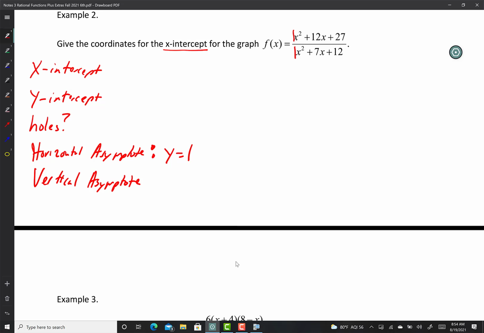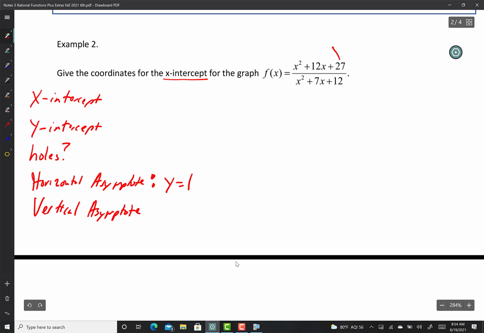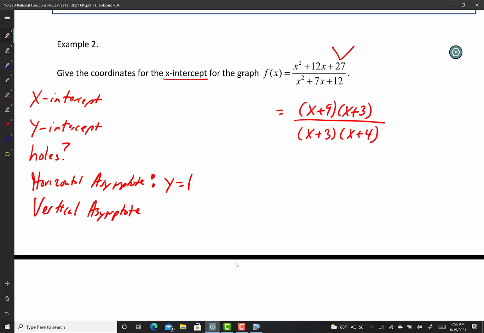All right. Next, what do I think is easiest? Let's factor everything out. So we're going to have to practice factoring. What two numbers multiply to give me 27 and add up to 12? 9 and 3. So we write x plus 9, x plus 3. In the bottom, what two numbers multiply to give 12 and add up to 7? 3 and 4. We're good, guys. All right, here we go. You guys ready?